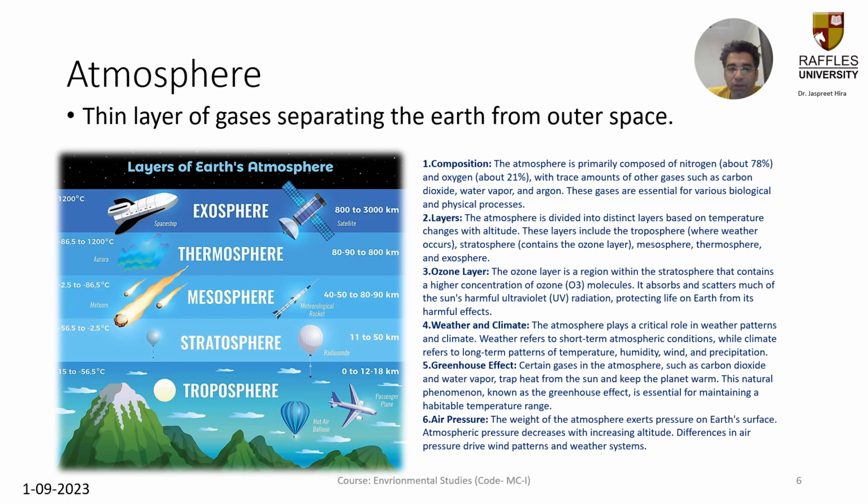Then we discuss the greenhouse effect. We have certain gases in the atmosphere such as carbon dioxide and water vapors. They trap heat from the sun and keep the planet warm. This phenomenon is known as the greenhouse effect, and it is essential to maintain the habitable temperature range.